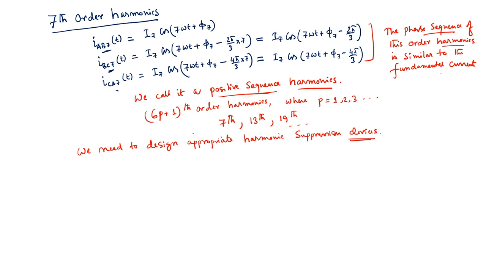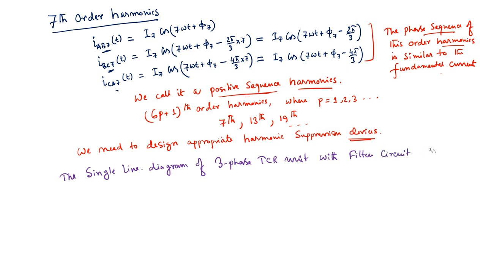Now, if we consider all these harmonics, then the single line diagram of the equivalent circuit of the three-phase TCR unit with filter circuit is as follows. So, it is something like that.